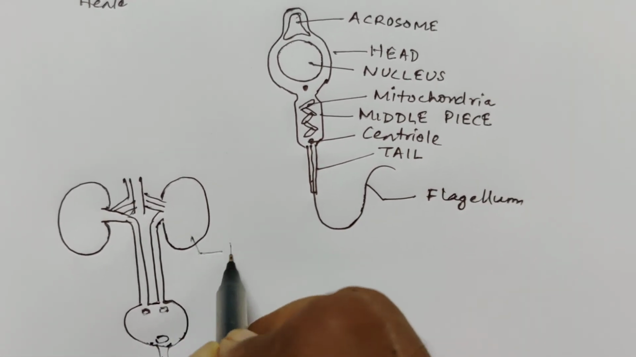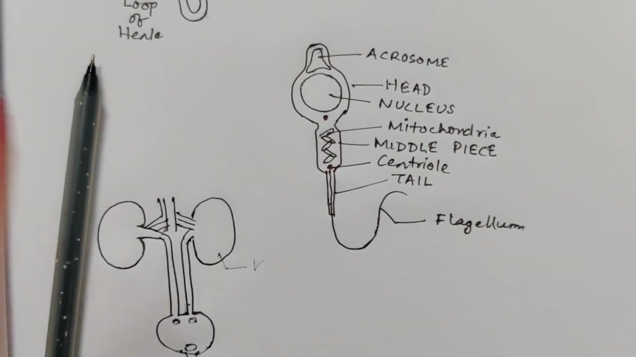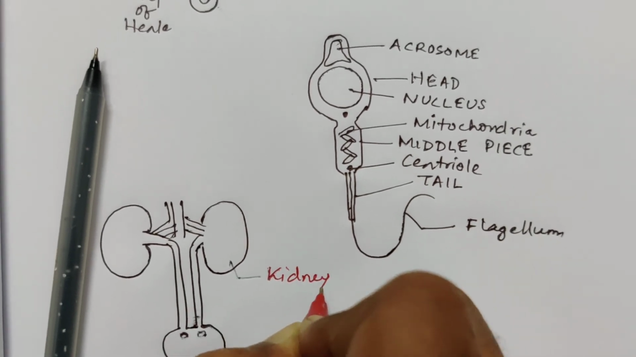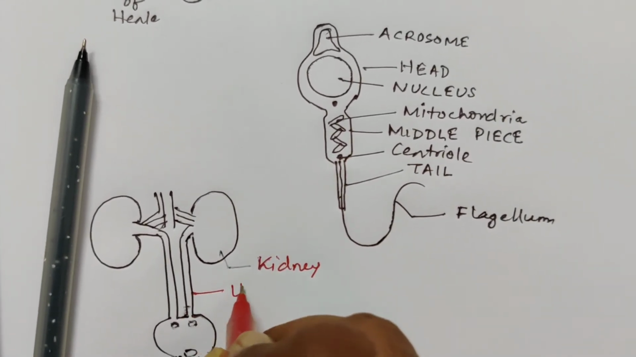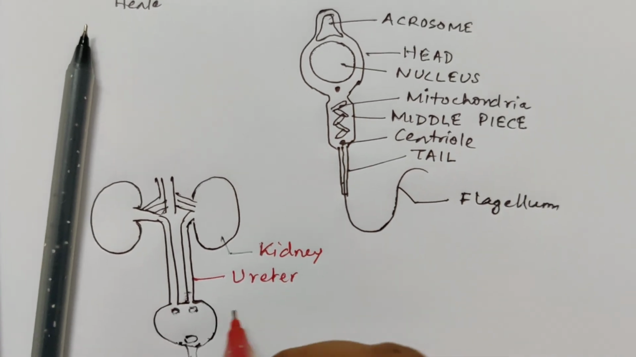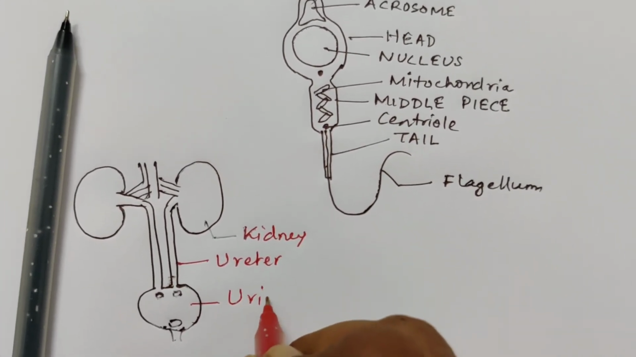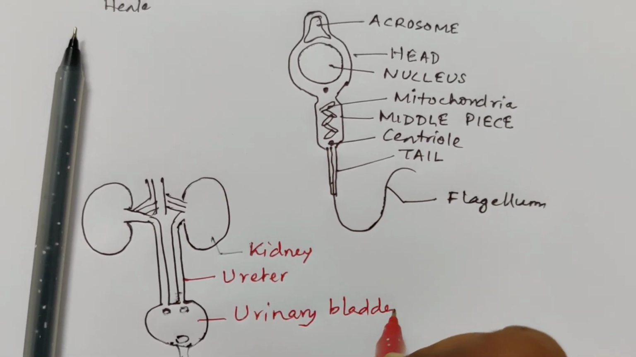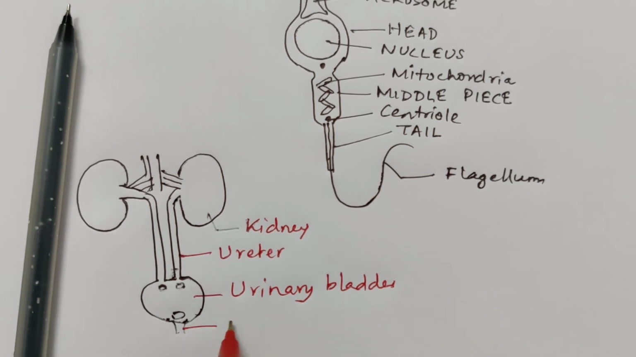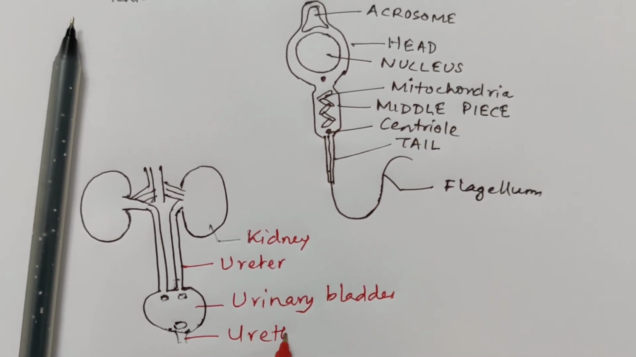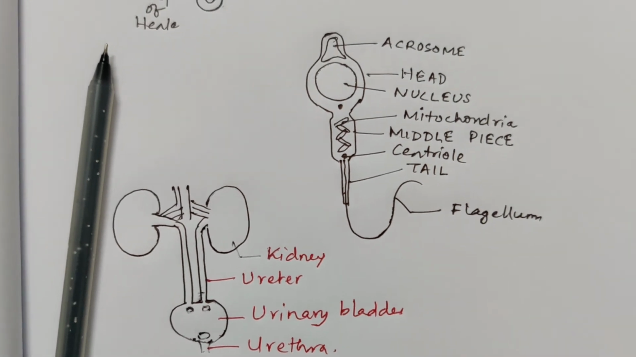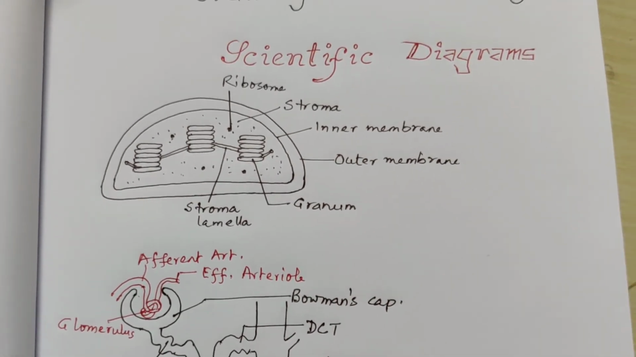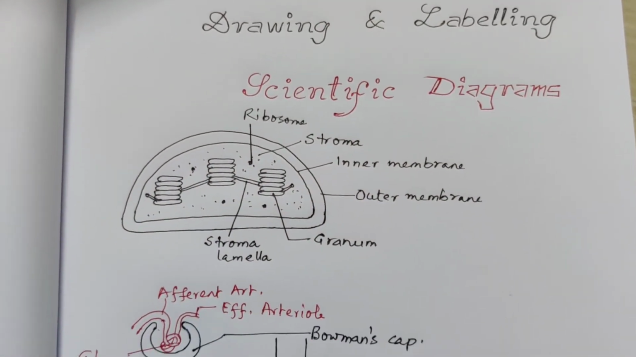So you can tell this is the kidney. This is ureter. This is urinary bladder. And this is urethra. So this is the way you have to draw. I hope these diagrams are so easy that you can easily draw them now.